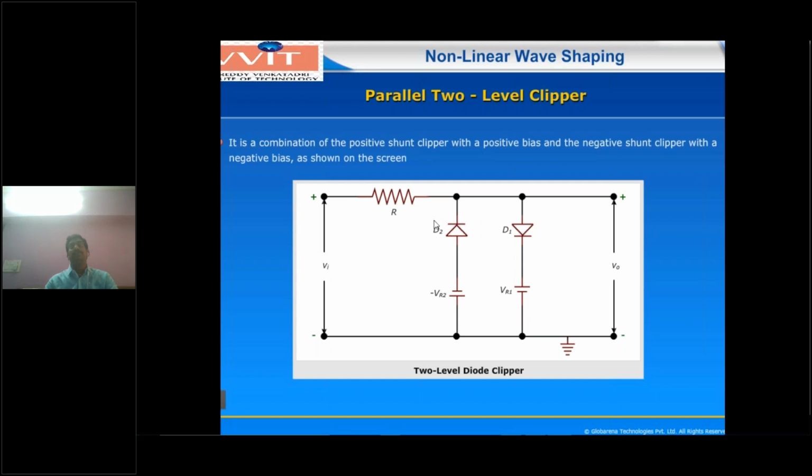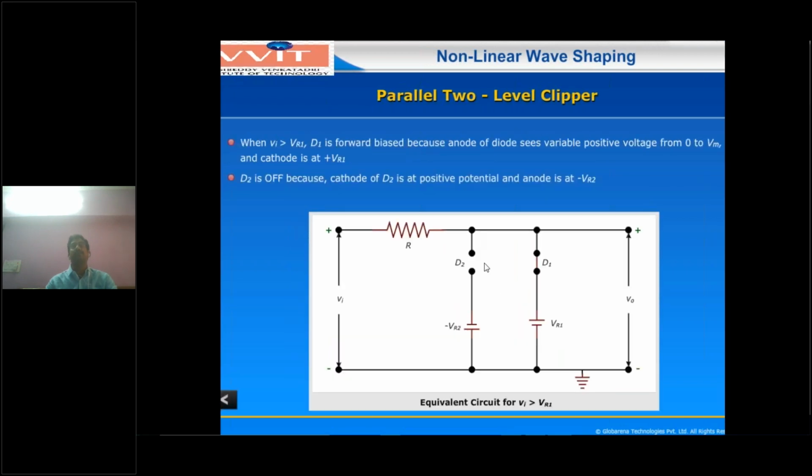Now what about D2? Here the input is a positive 4 volts, and here we get minus VR2, let us say minus 2 volts. Then diode D2 will be reverse biased, so D2 will be off. D1 is on whenever the input voltage is greater than VR1. For this condition, what is the output voltage? The minus VR2 supply will be inactive, so V0 is parallel to VR1. So the output voltage equals VR1 whenever Vi is greater than VR1.